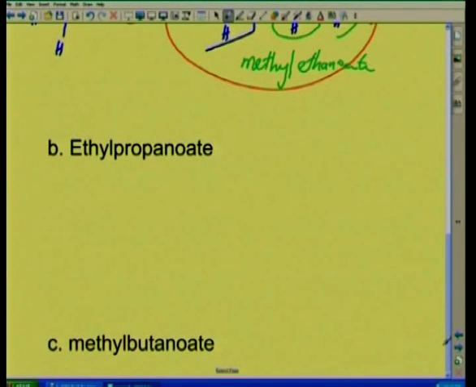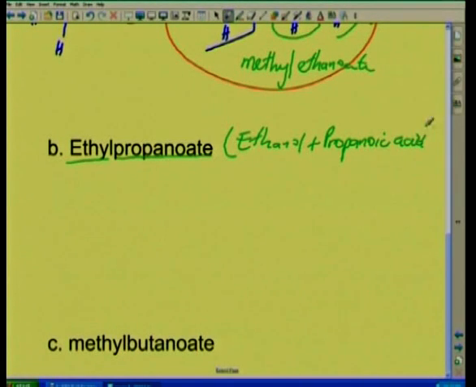Ethyl propanoate. We have ethyl, and the propanoate must be the acid, so we have got ethanol and propanoic acid. So how does this work? We're going to have the propanoic acid, three carbon atoms, the last one bonded to the OH group to make it an acid. You've got hydrogens around the carbons.